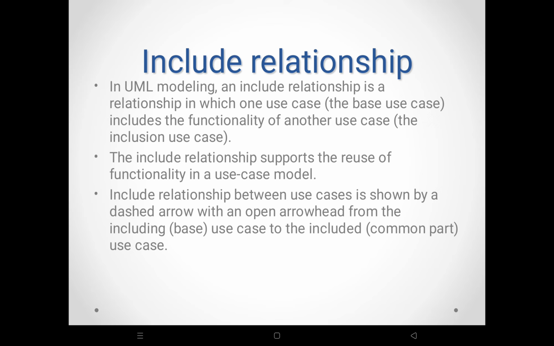Why do we go for this include relationship? Reuse of functionality. This is a very important point. Student, please understand this point. Why do we go for include relationship? Reuse of functionality in a use case model. So what is include relationship? One use case can include the functionality of another use case. It supports the reuse of functionality in a use case model.